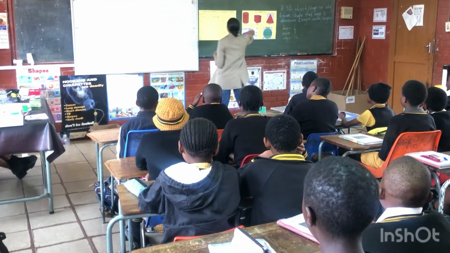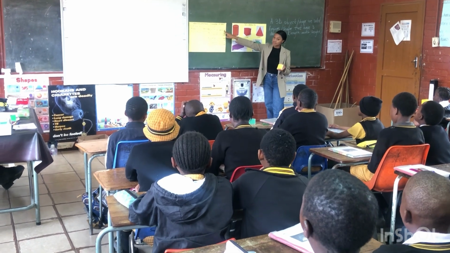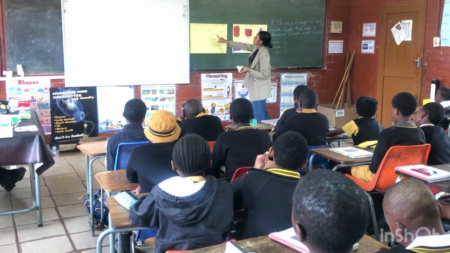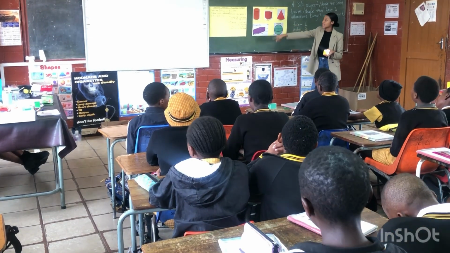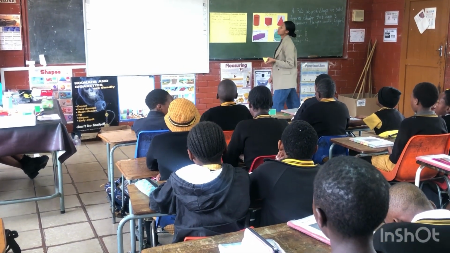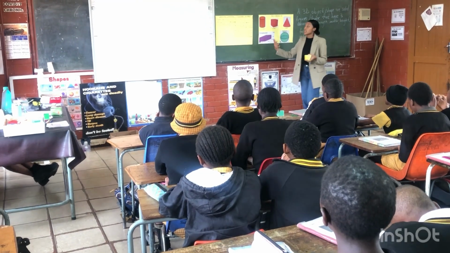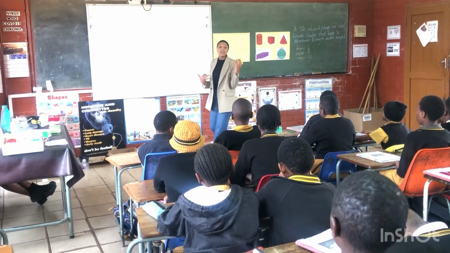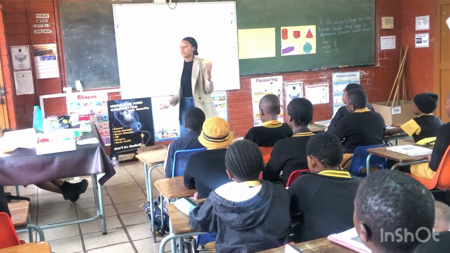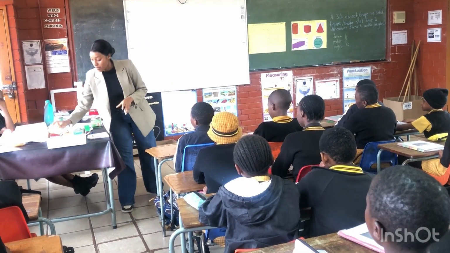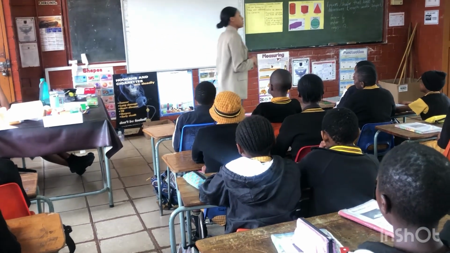So now, can we define 3D objects? Yes. Can we recognize, visualize, and name 3D objects? Yes. Can we identify the characteristics of 3D objects? Yes. Meaning that we have met our success criteria. So now we're going to give you an activity. You're going to place this at the back of your book.